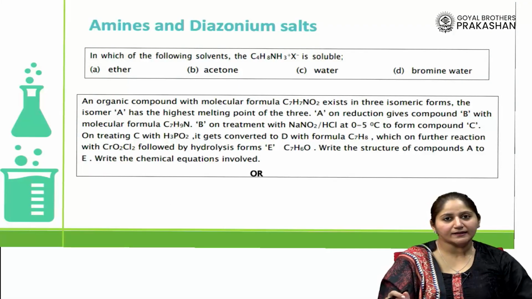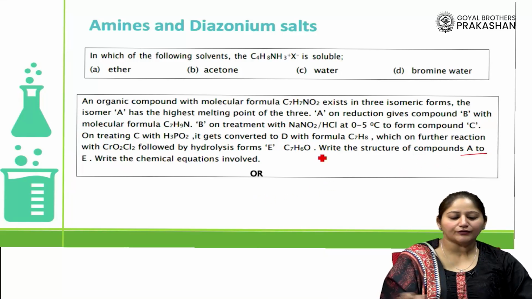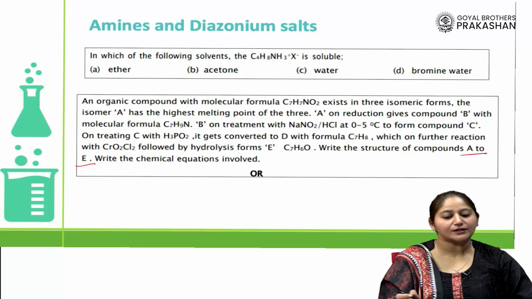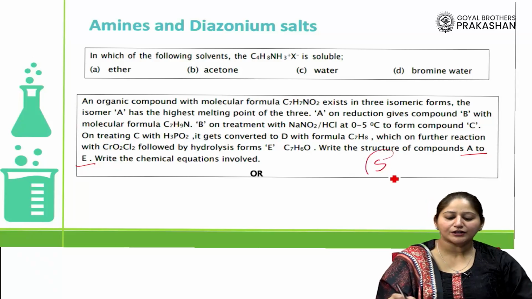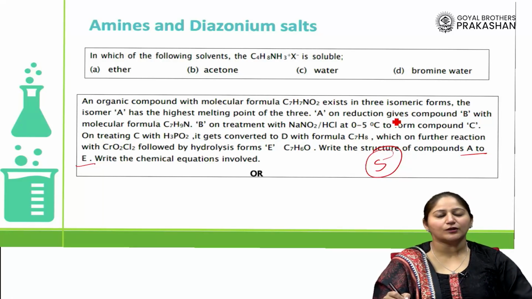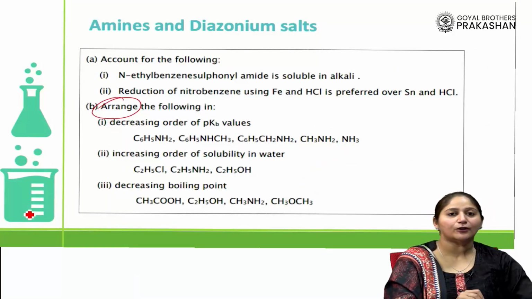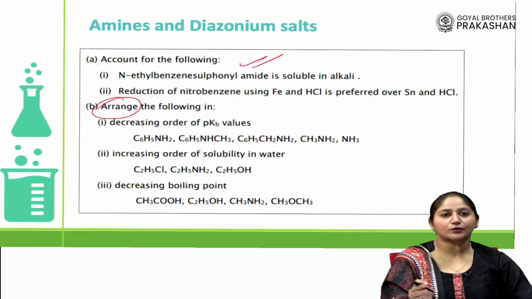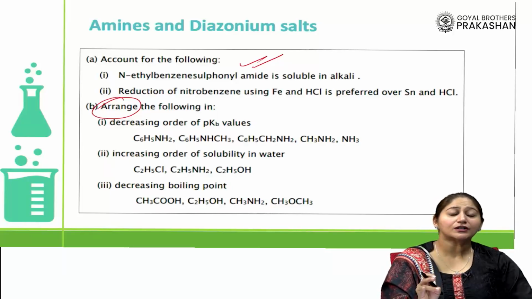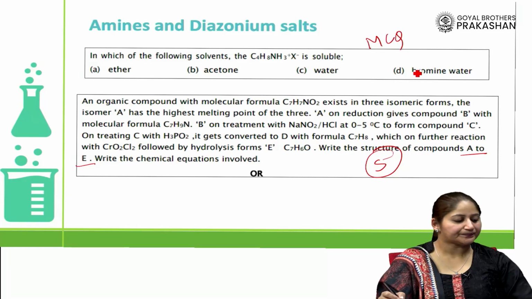Then even from amines, a route map question has been asked, that you have to identify the structures of A to E and you have to write the chemical equations involved. This is a 5-marker question given from amines and diazonium salts, and definitely if it is a 5-marker question, there is a choice. So the choice is given where there is a question related to arrange the following and a reasoning question. So as I was saying, arrange the following questions, route map questions, reasoning questions, conversions and name reactions are very popular. And then there is one MCQ given from amines.